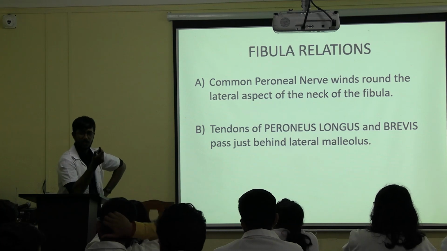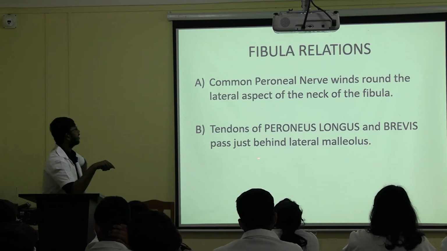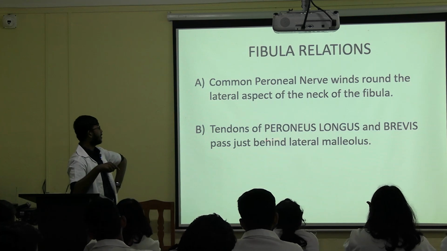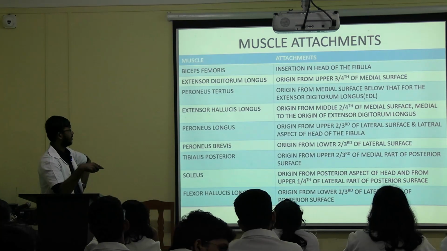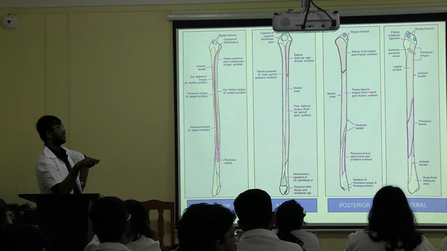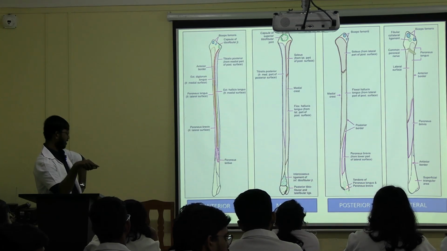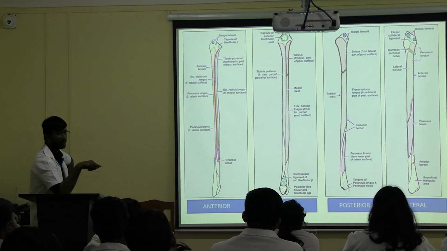Plantar flexion obviously will get exaggerated and dorsiflexion will not occur. Then the tendons of peroneus longus and peroneus brevis pass just behind the lateral malleolus. See here, this is the posterior aspect of the bone. Just behind the lateral malleolus we have the tendons of peroneus longus and peroneus brevis.